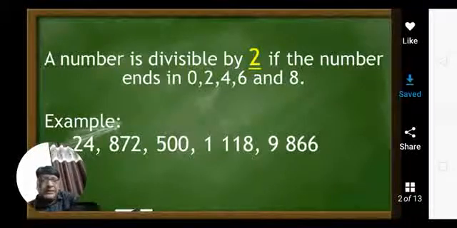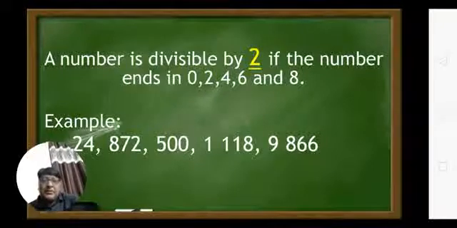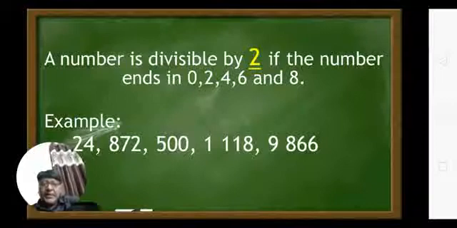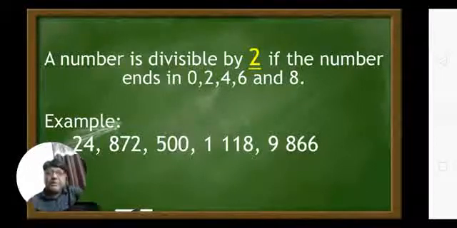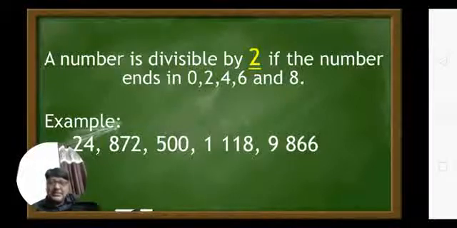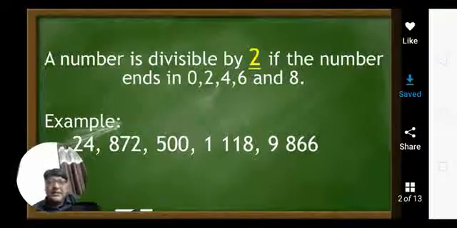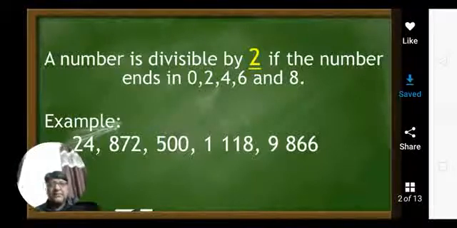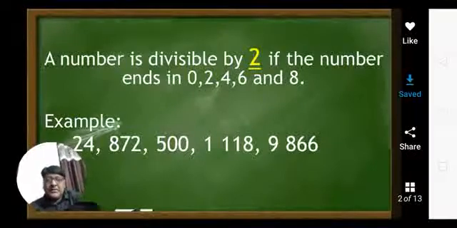872, the unit digit is 2, therefore it is divisible by 2. In 500, we see that the unit digit is 0, therefore 500 is divisible by 2. 1118, the unit digit is 8, and therefore 1118 is divisible by 2. And the last one is 9866. Now again we see that the unit digit is 6, therefore the number is divisible by 2.